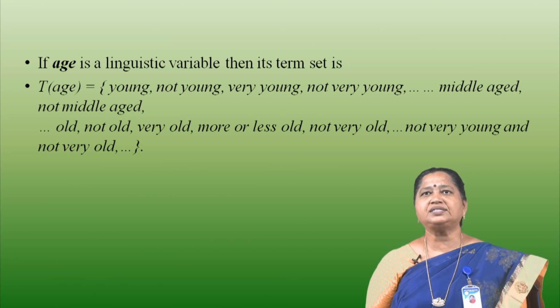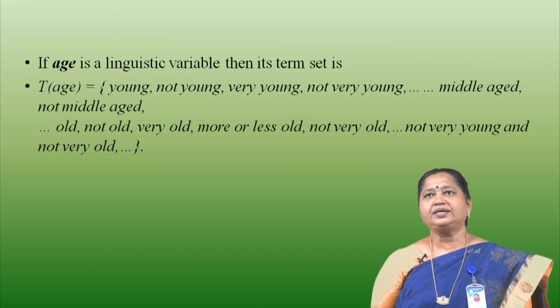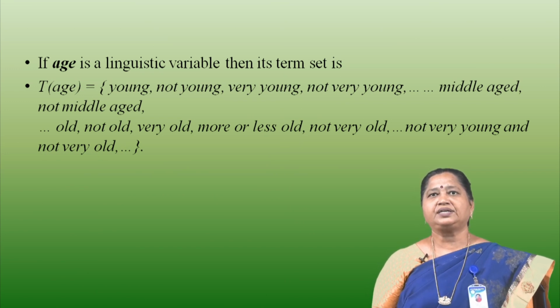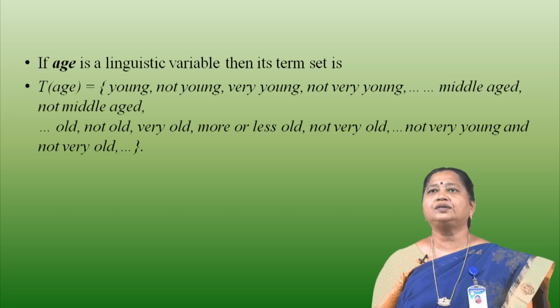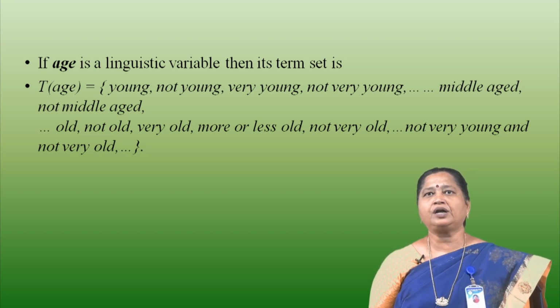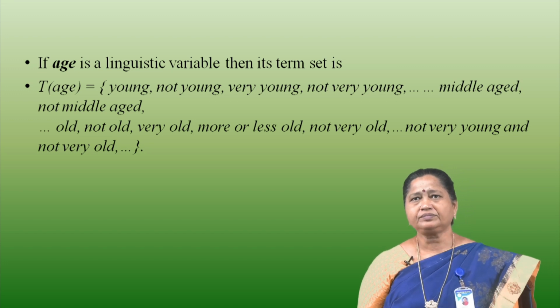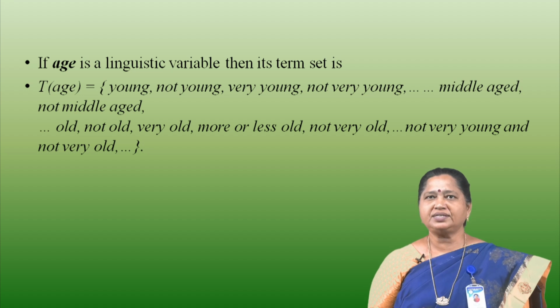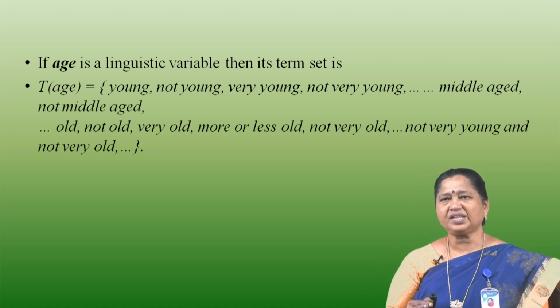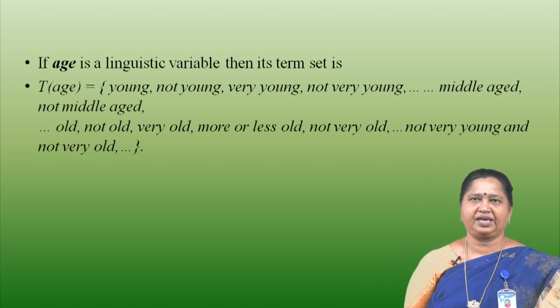If age is a linguistic variable, then its term set T of age is equal to young, not young, very young, not very young, and so on. Middle age, not middle age, and so on. Old, not old. All these are the linguistic terms of age.